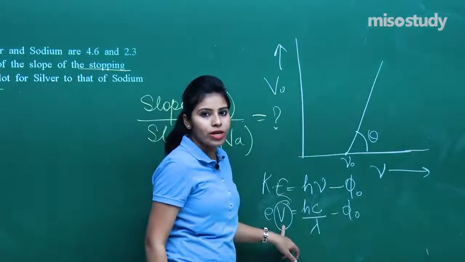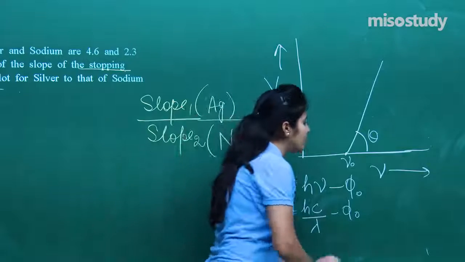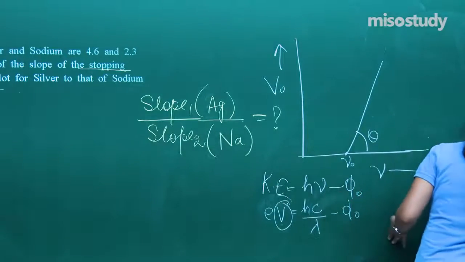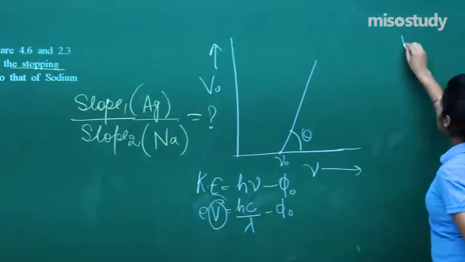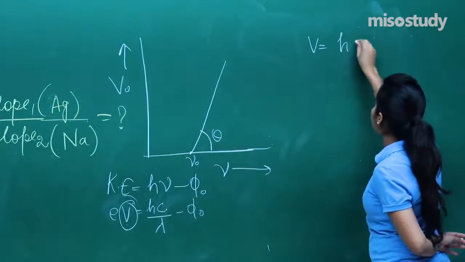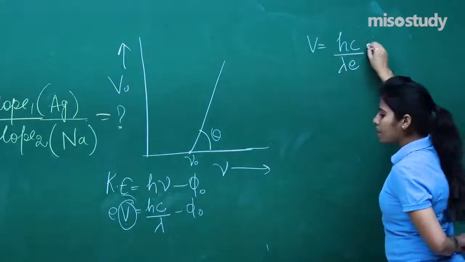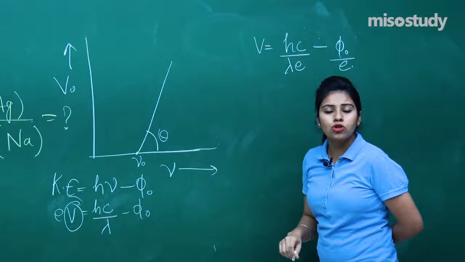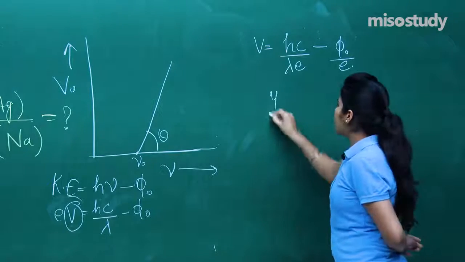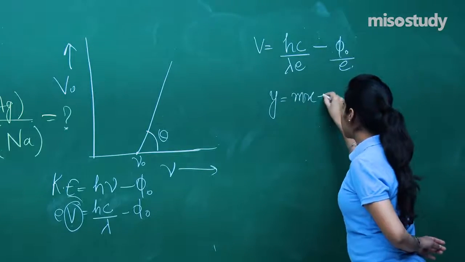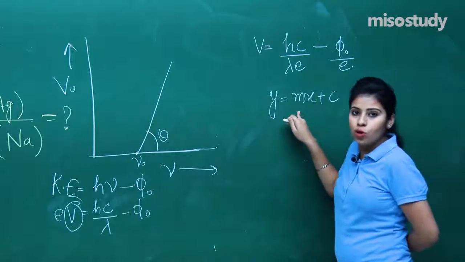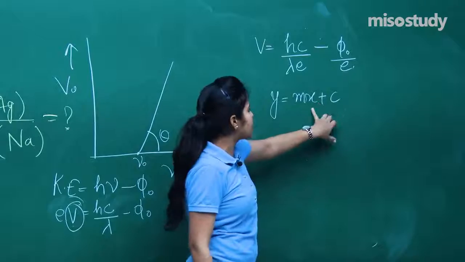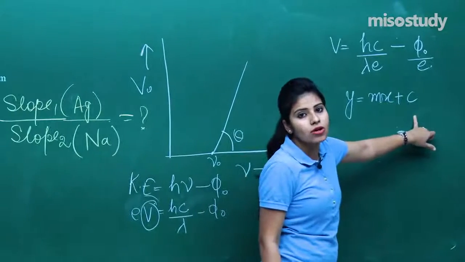This is your stopping potential. Now if you bring this e to the right hand side, you will observe that your equation becomes V equals hc by lambda e minus phi naught by e. If you compare this equation with y equals mx plus c, where m is the slope of the graph, y is the y-axis, x is for the x-axis and c is the constant.